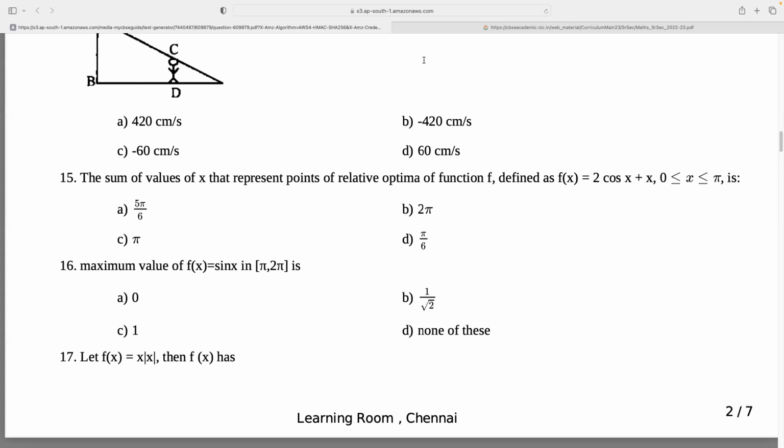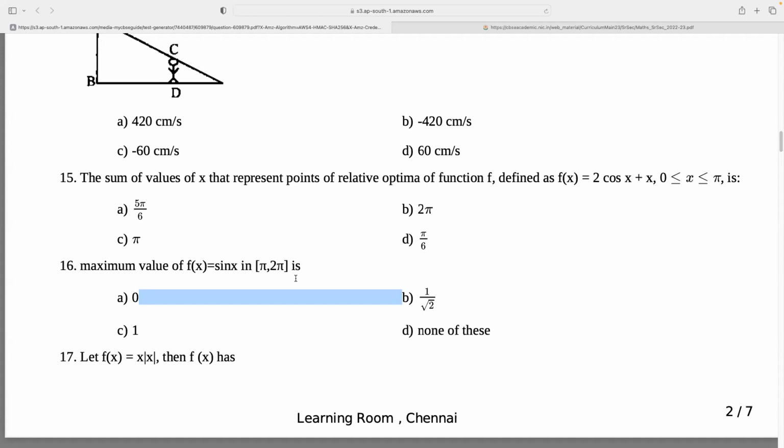So maximum value of f of x is equal to sin x in the interval pi to 2 pi. Maximum value, not the point of maximum. So f dash of x is cos x. So where will you get the maximum value? In the interval pi to 2 pi. Pi to 2 pi belongs to the third and the fourth quadrant. Answer. 1, right? How will it be 1?